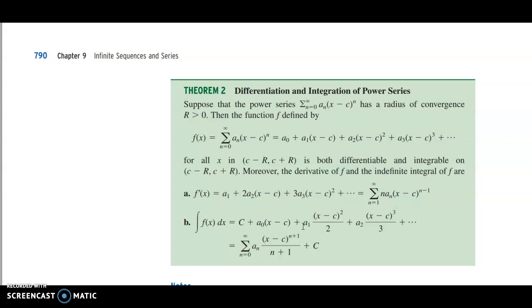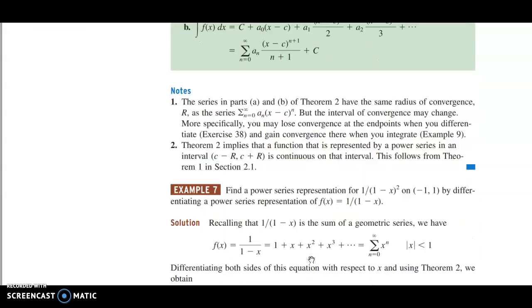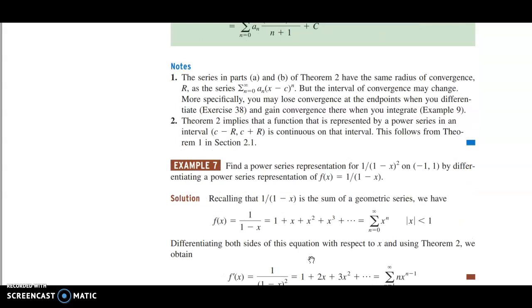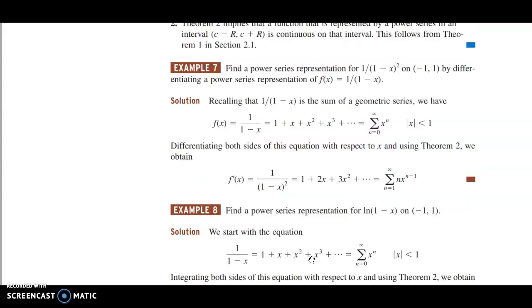Integral f of x dx is equal to a constant c plus a naught into x minus c plus a1 into x minus c whole square divided by 2 plus a2 into x minus c whole raised to n plus 1, plus etc. And this can be summed as the summation a n into x minus c whole power n plus 1 divided by n plus 1, plus c. This is the integration.